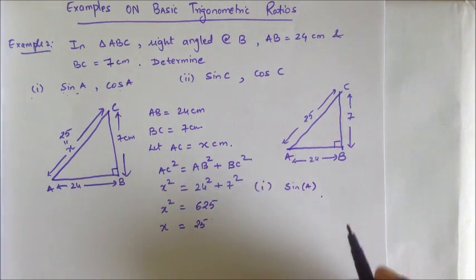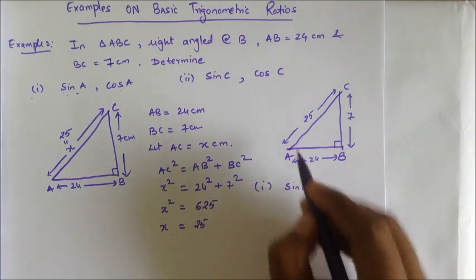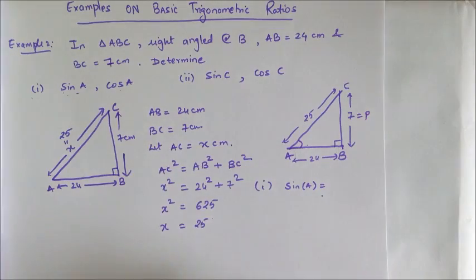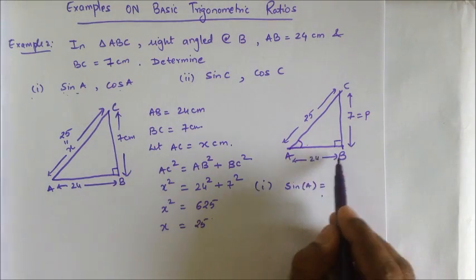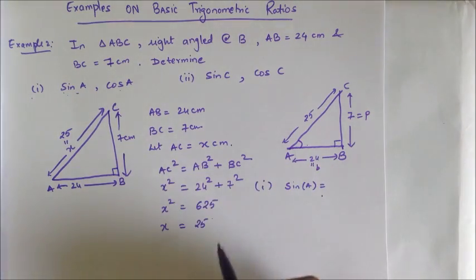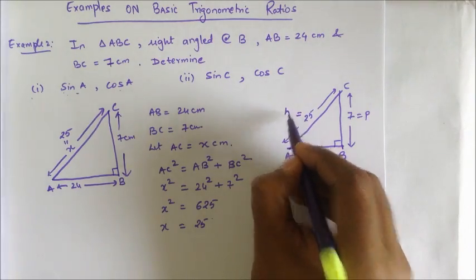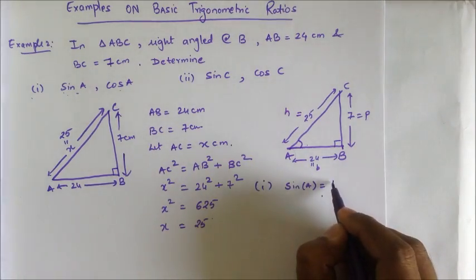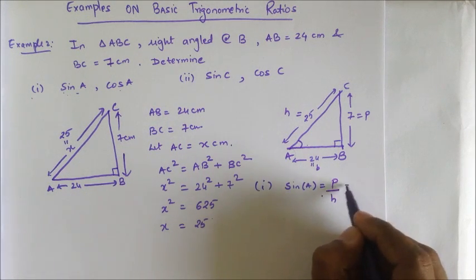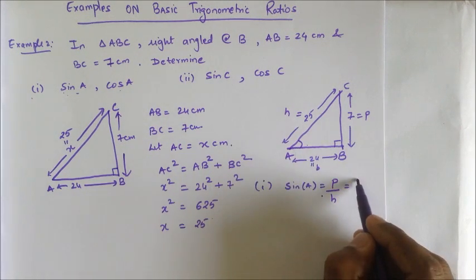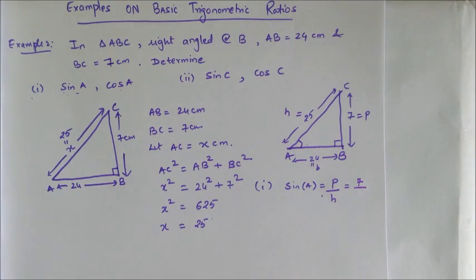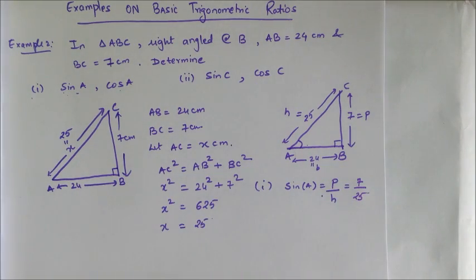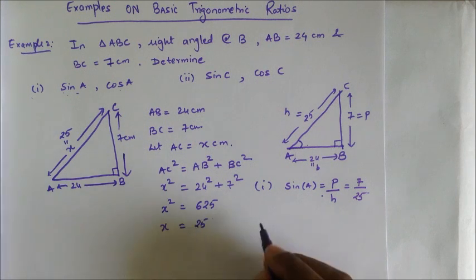Sine of A. Now for angle A, BC would behave as the perpendicular, AB would behave as the base, and hypotenuse would be of length 25. Now sine is the ratio between the perpendicular and the hypotenuse. The perpendicular being of length 7 and the hypotenuse being of length 25. Therefore sine of A would be 7 by 25.